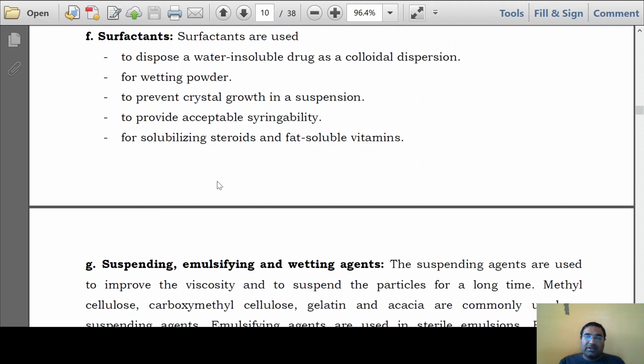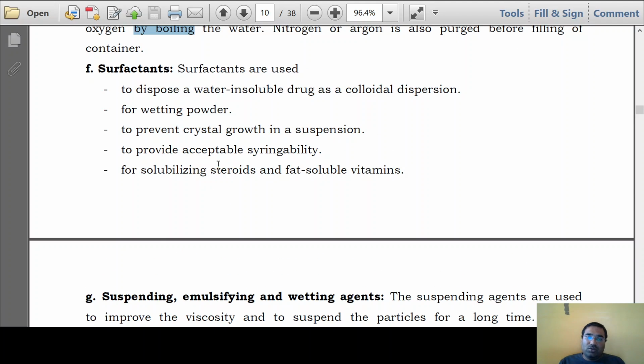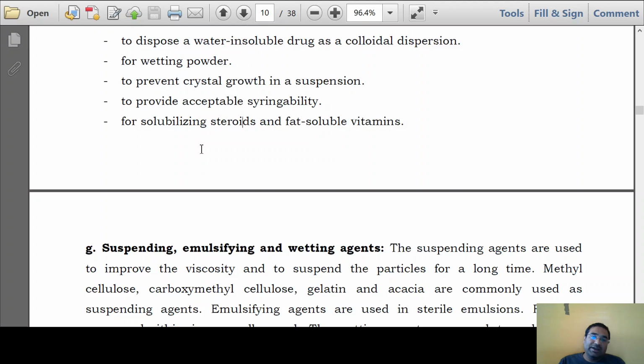The next is surfactants. So surfactants are basically used for formulation of emulsion, basically fat soluble vitamins, to disperse a water insoluble drug as a colloidal dispersion, for wetting powder, to prevent crystal growth in a suspension, to prevent acceptable syringeability, for solubilizing steroidal and fat soluble vitamins. So surfactants, basically these are the agents which reduce the surface tension.